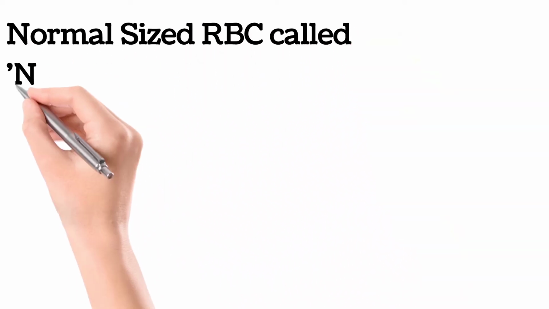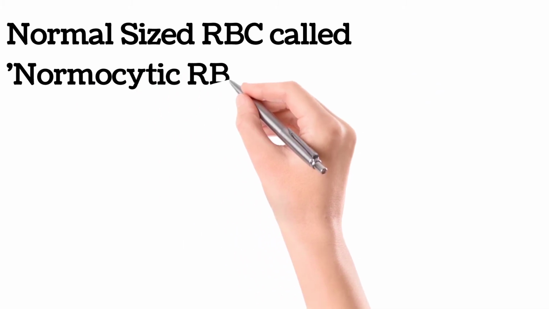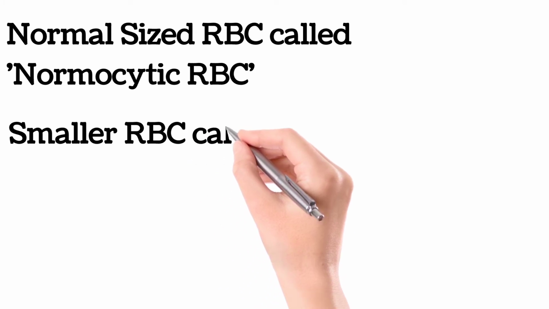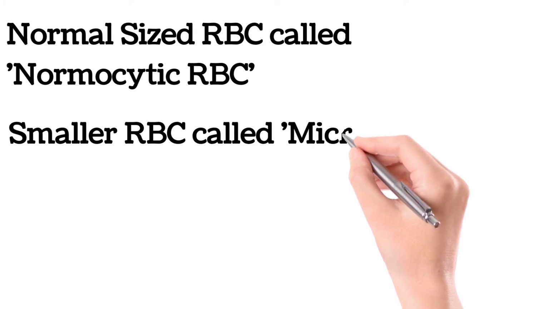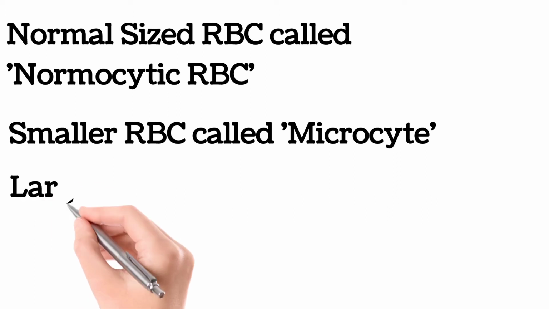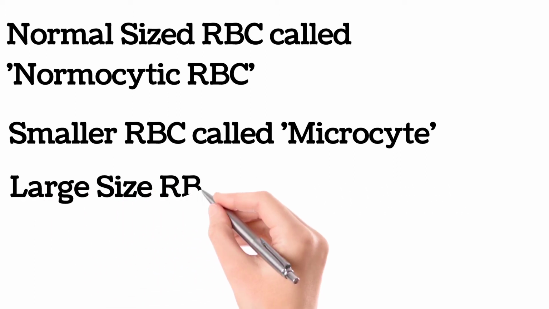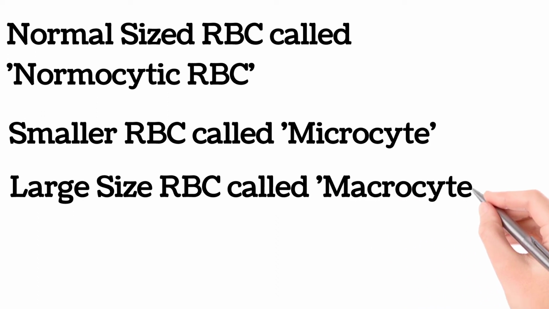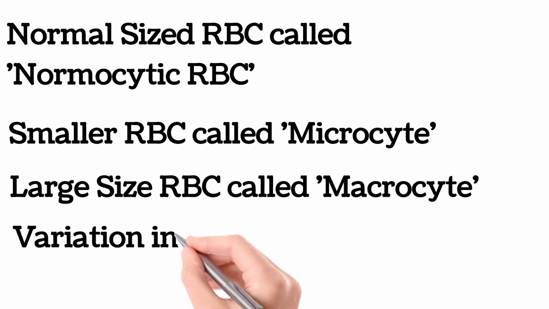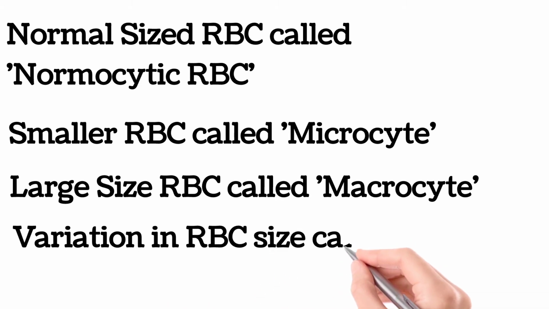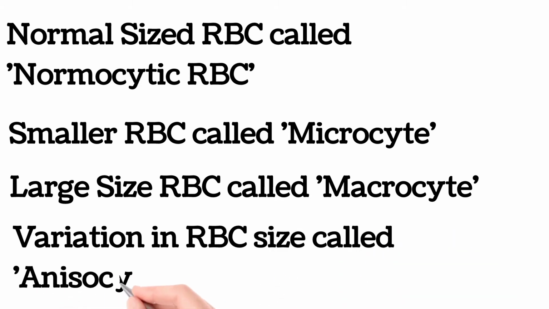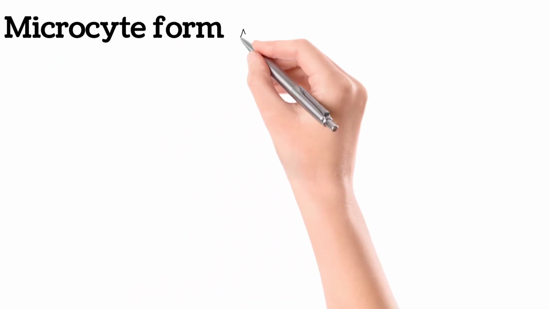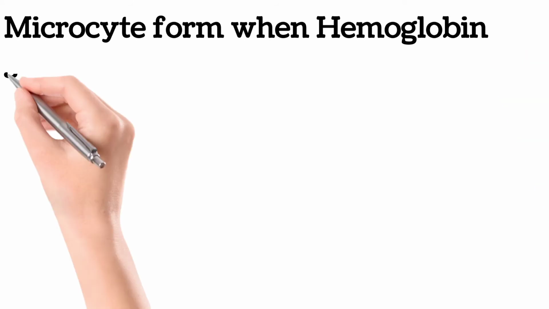And if the size of red blood cell is normal, then it is called a normocytic red blood cell, which is seen normally in the individual. And if the size of RBC is small, then it is known by the name microcyte. And if the red blood cell size is large as compared to a small lymphocyte, then it is called a macrocytic red blood cell. And if you see variation in the red blood cell size, then it is known by the name anisocytosis. And now we will see which are the causes of microcytic red blood cell.